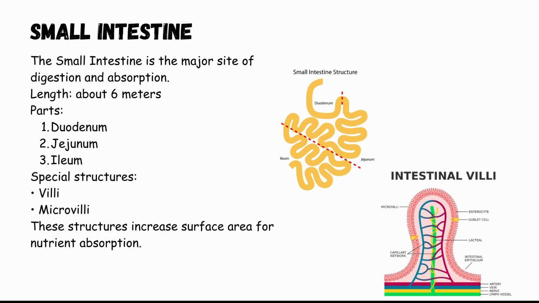The inner surface of the small intestine contains tiny finger-like projections called villi. Each villus contains blood capillaries and lymphatic vessels, which help transport absorbed nutrients. These structures significantly increase the surface area available for nutrient absorption.